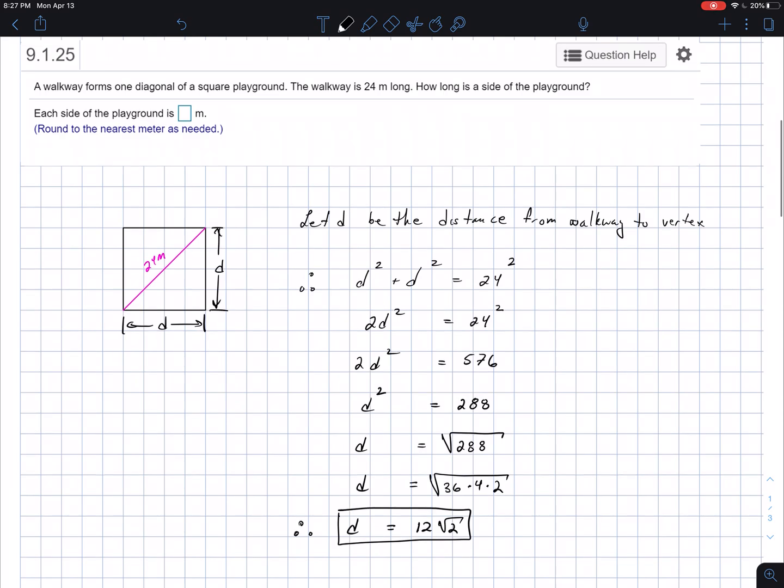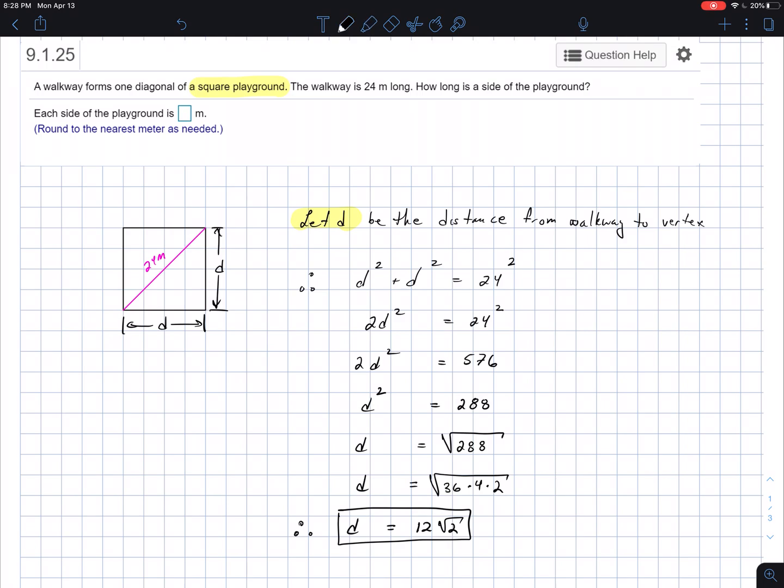The next one, we have a walkway that forms one diagonal of a square playground. The walkway is 24 meters long. How long is the side of the playground? Well, there's a couple pieces of clues here, right? A square playground. That means that each leg or each side of the playground has to be a certain distance. We don't know what that is, so we're going to let d be that distance.